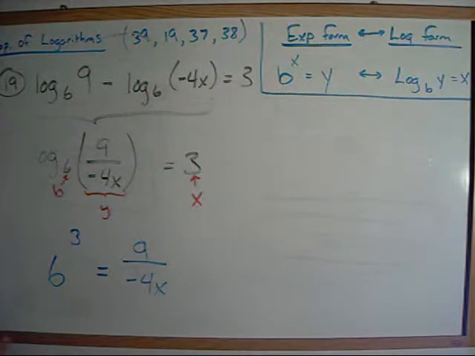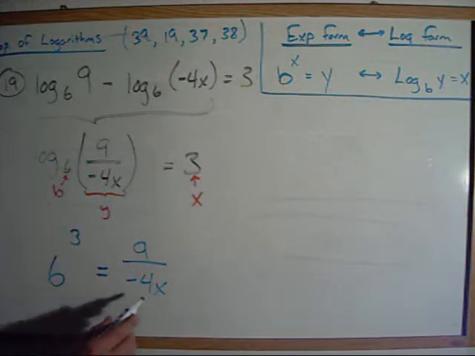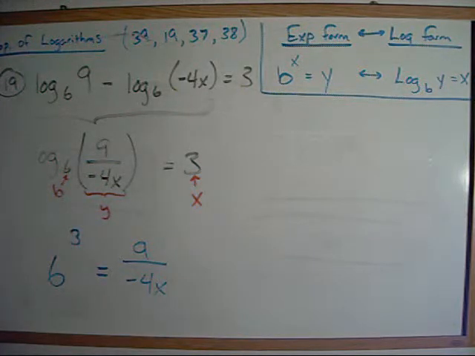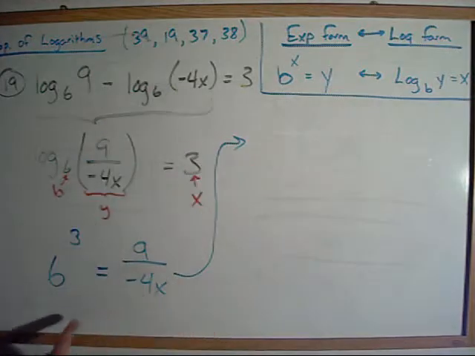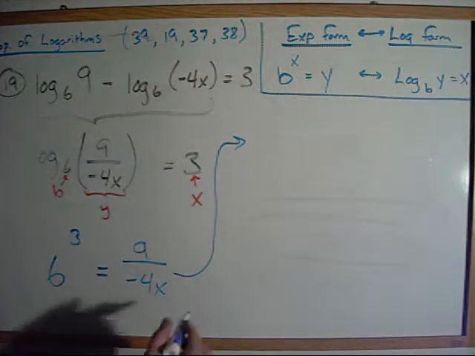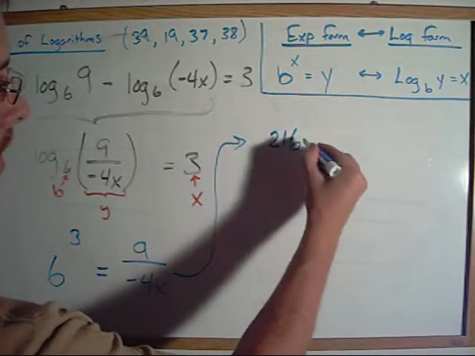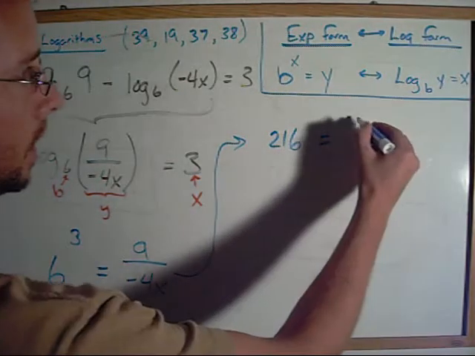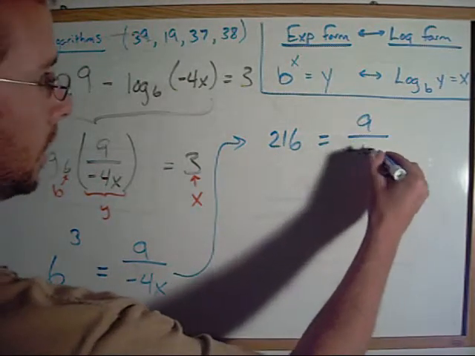So there you go. This is now an equation we can solve. 6 to the third, I can evaluate that. x is in the denominator. I'm just trying to get this thing solved for x. I'm going to move it over here. 6 to the third power, from our previous video, is 216. So 216 equals 9 over negative 4x.